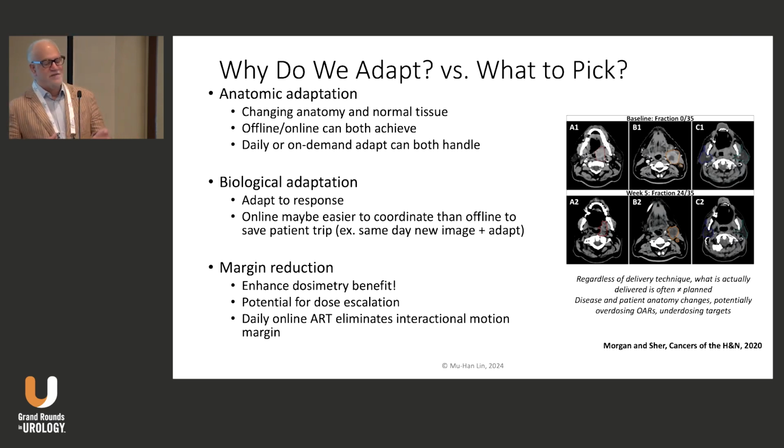So why do we adapt versus what do we pick? Anatomic adaptation: changing anatomy and normal tissues are sites you really want to look at. Biological adaptation: adapt to response, as I showed you with the PET scan, may be easier to coordinate than offline to save a patient an extra trip and extra time. And obviously margin reduction will result in more conformal doses to the tumor, and less dose to normal tissue.